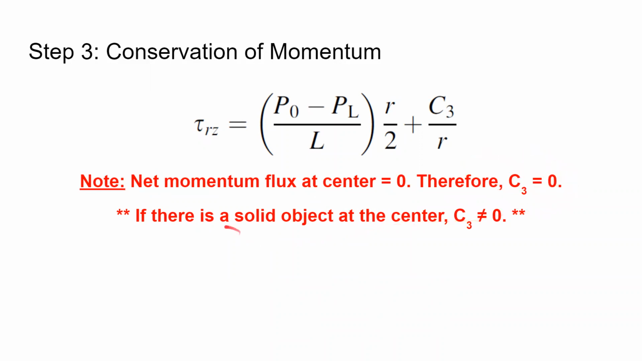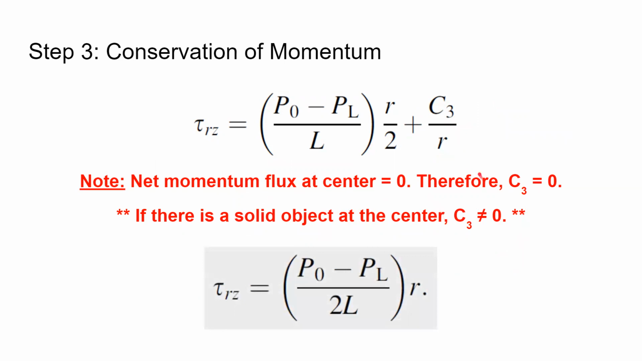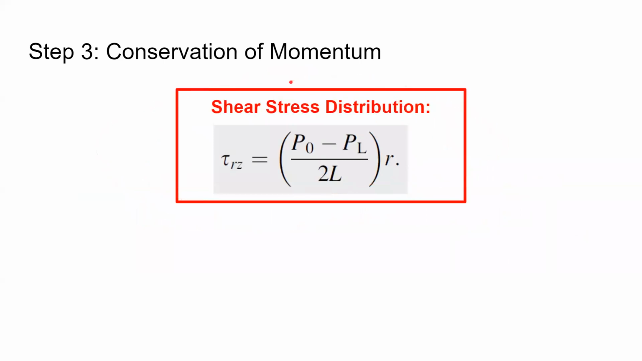But if there's a solid object at the center, any solid object in your pipe, in your cylinder, then C3 cannot equal 0. There will be momentum flux at that point. So this is something really to keep in mind. Luckily, in our question, we didn't have any object, so we know C3 is 0. That simplifies our expression to this. So this term cancels out. We just move the 2 back in. So we have this as our shear stress distribution.